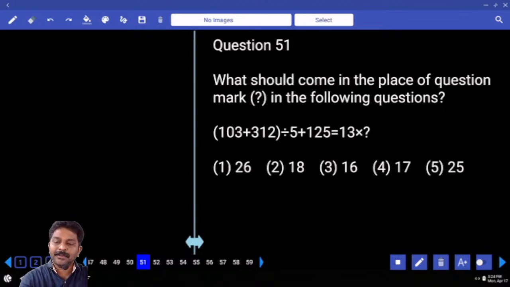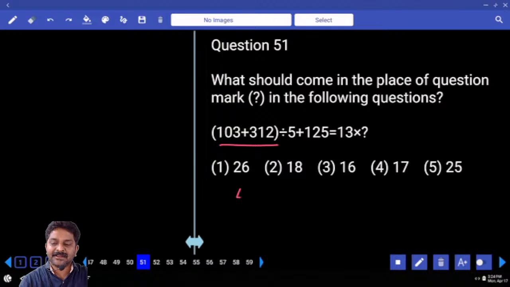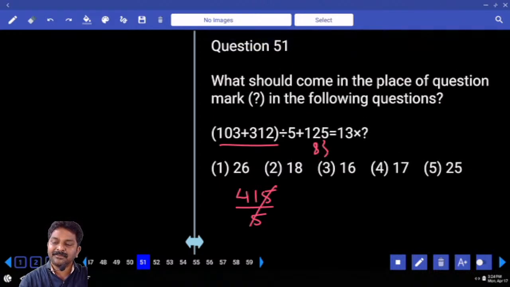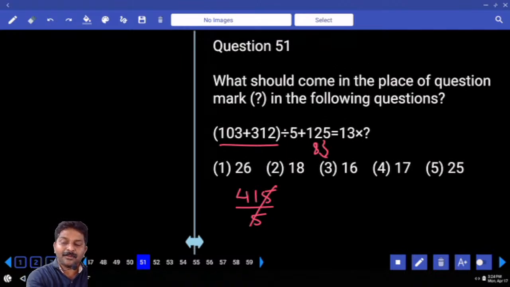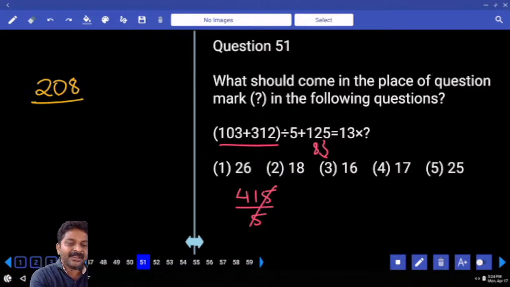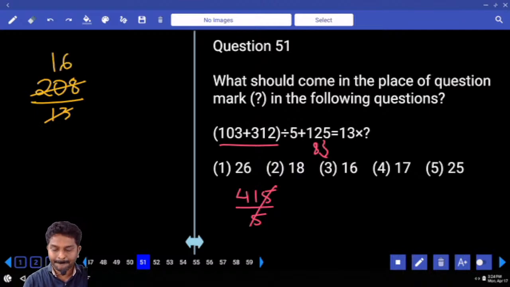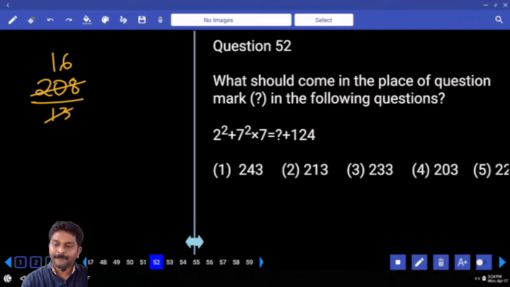Right. First, the number inside the bracket. How much is that? 415 divided by 5. How much is that? 83, and the other number we have is 125. How much is that? 208, which is 13x only. Then x is equal to that divided by 13, which is 78. This is 7 cube only. How much is that? 343.